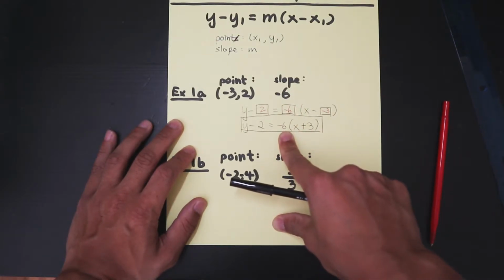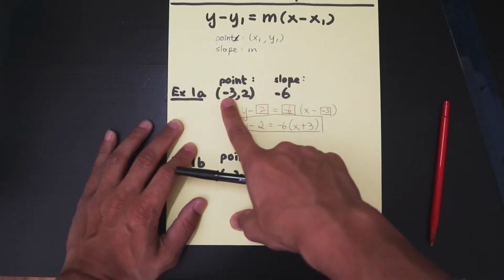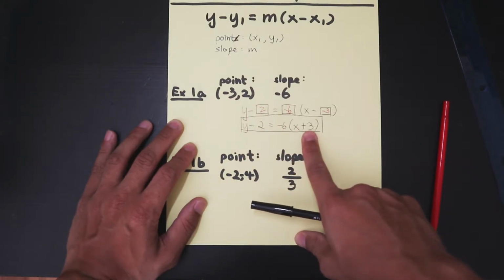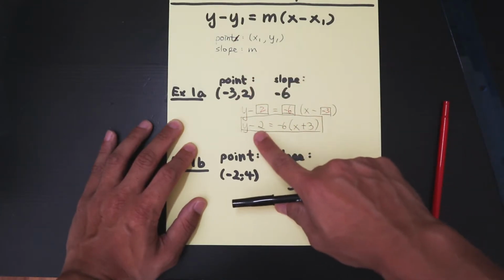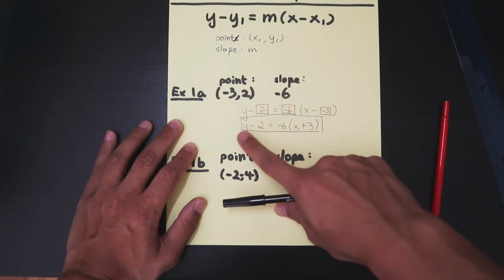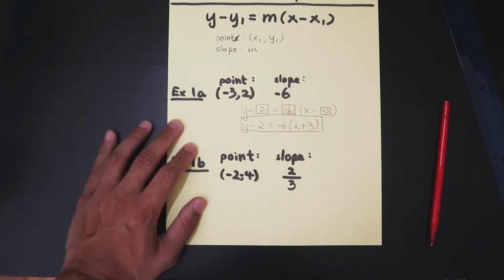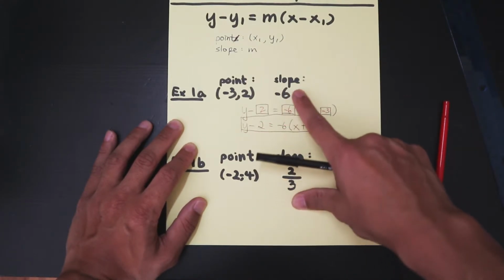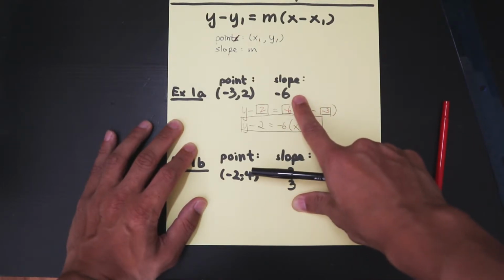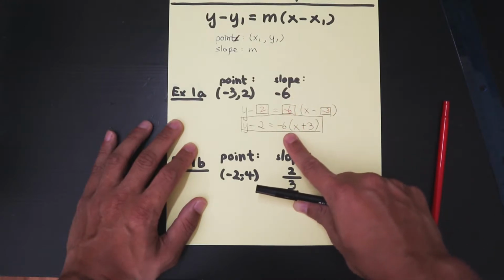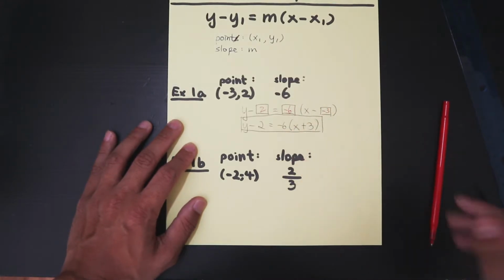Here's a shortcut for you. You notice that if the x value is -3, in the equation it becomes +3. It changes the sign. Likewise, if the y value of the point is +2, in the equation the number after the y is -2. So again, it changes the sign. The only thing that doesn't change the sign is the slope. So if the slope is negative, in the equation the slope is negative. If the slope is positive, then the slope in the equation is positive.